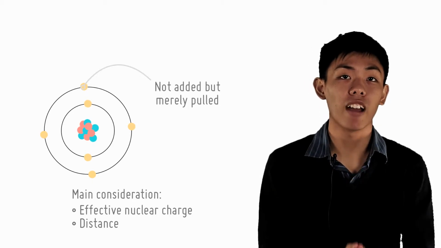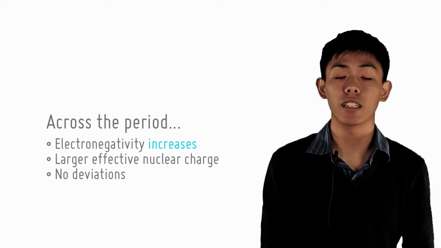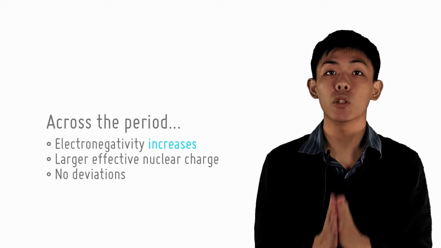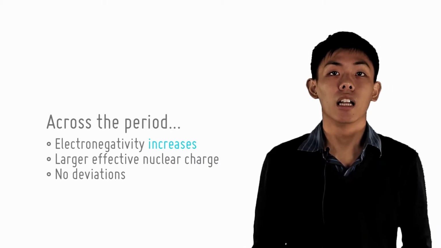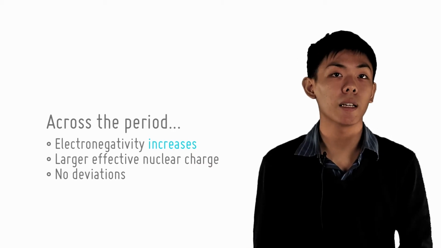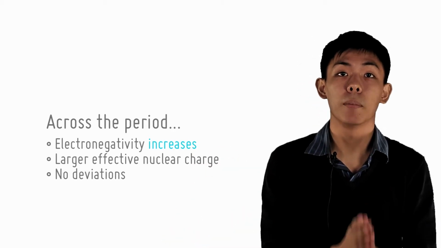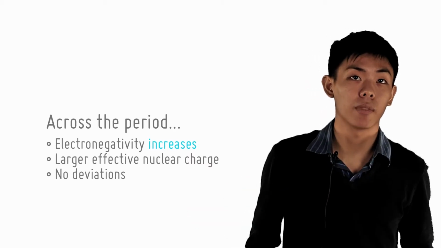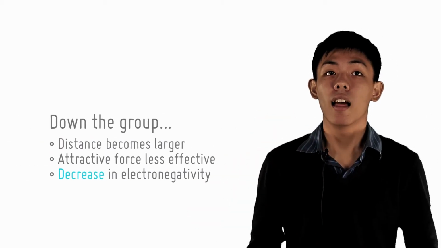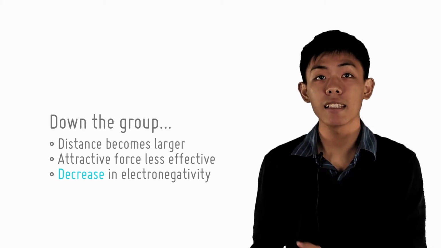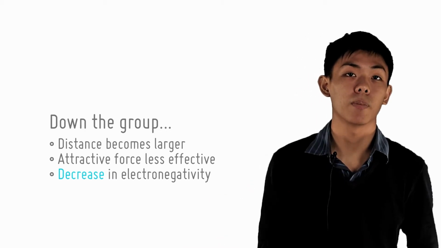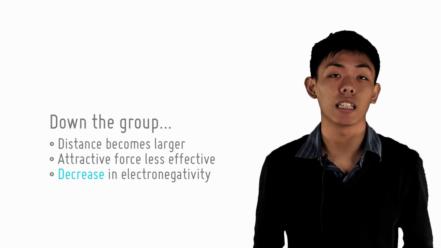The trend is very similar in that electronegativity increases across the period due to larger effective nuclear charge. Note that there are no deviations in this case because we are no longer talking about electrons being added to certain orbitals, merely to what extent it is attracted. Now, down the group, similarly, the distance becomes larger and hence the attractive force becomes less effective. We hence see a decreasing electronegativity.